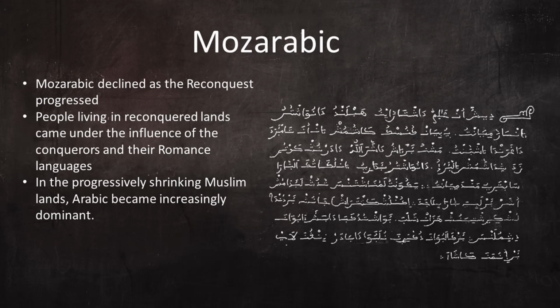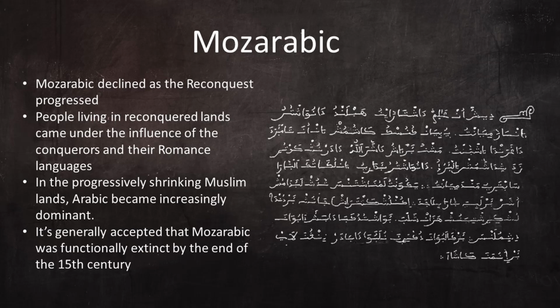Some linguists and historians have suggested that traces of Mozarabic may have persisted in isolated rural areas of southern Spain into the 16th or even 17th century, but it's generally accepted that the language was functionally extinct by the end of the 15th century.